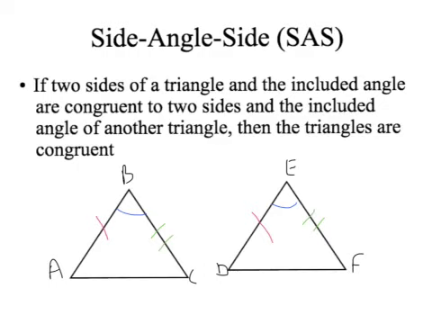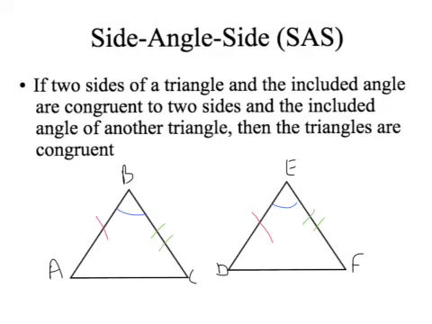The first way of 4 that we're going to talk about is called side-angle-side, or SAS. And this says if 2 sides of one triangle and the angle in between those 2 sides is congruent to 2 sides and the angle in between those 2 sides of a different triangle, then those 2 triangles have to be congruent. They have to be the exact same size. So side-angle-side, you have 2 sides congruent, and the angle has to be in between those 2 sides.